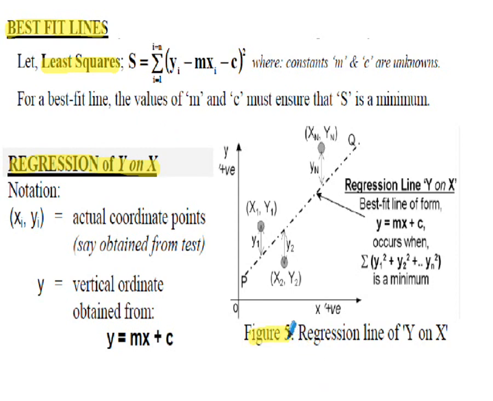So considering figure 5, the regression line of y on x. The regression line of y on x is the best fit line of the form y equals mx plus c. And this occurs when the y values from the line to the coordinate points are at a minimum. So in other words, when y1 squared plus y2 squared plus y3 squared plus yn squared added up is a minimum for that line, we then have the best fit line and the regression line of y on x.